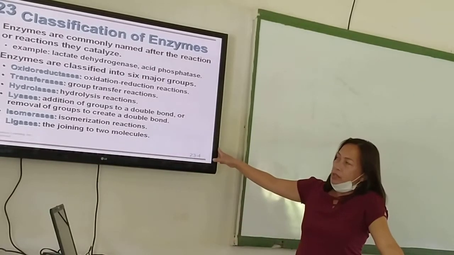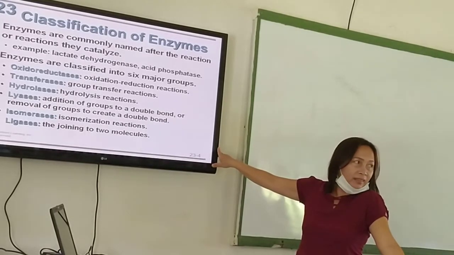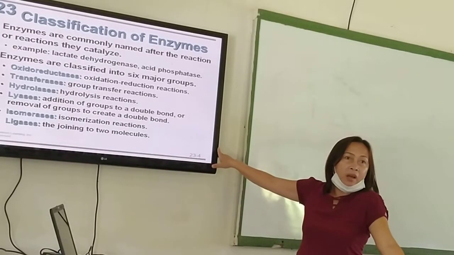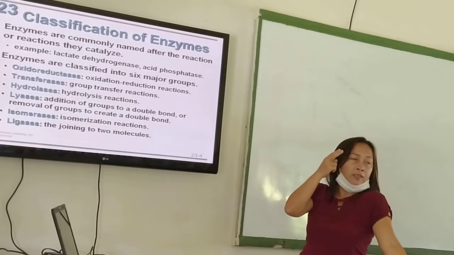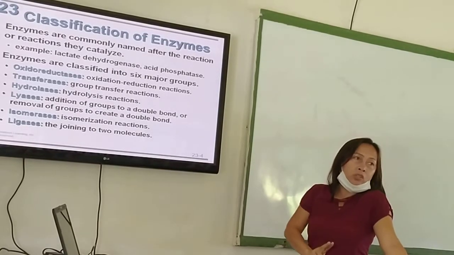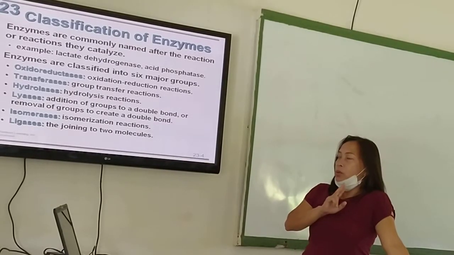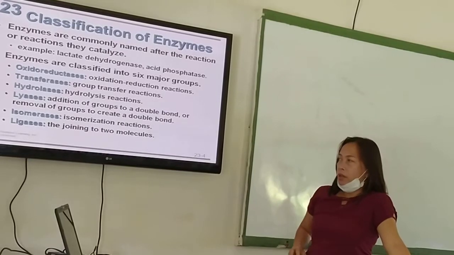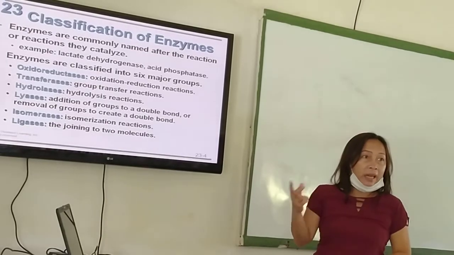So that is isomerization. Now, ligases, you have the word ligate. Have you heard that? Ligated. My mother is ligated. You usually hear this. Ligation. So the word ligate means joining what has been cut off. So when you join two molecules together, that is ligation. Okay? So joining of two molecules together. The enzyme that participates in the joining is called ligase.